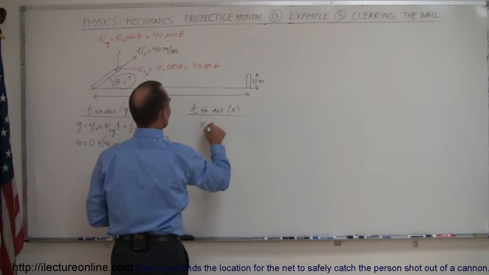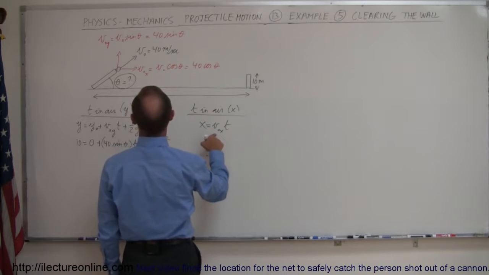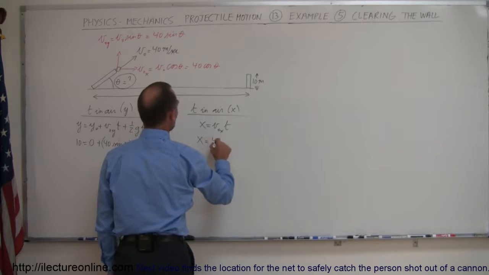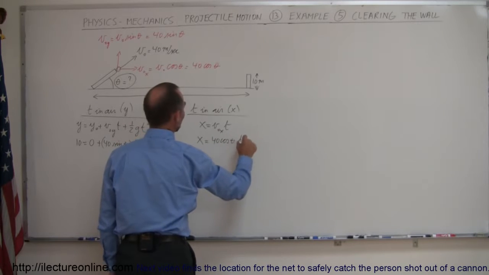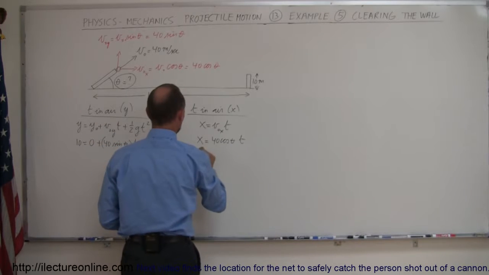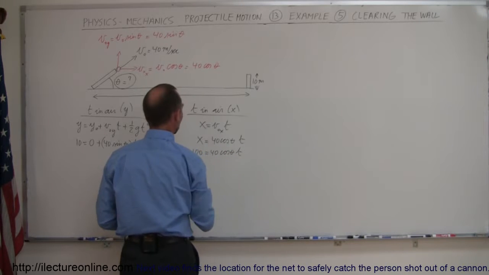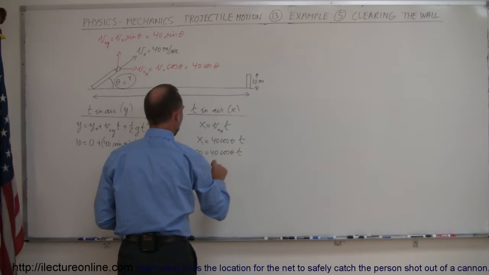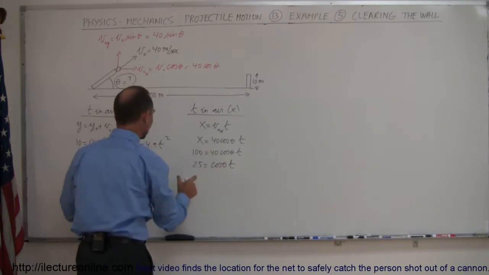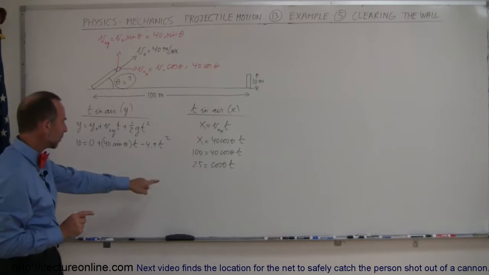So we have x is equal to v initial in the x direction times time. And v initial in the x direction is right here, so we have x is equal to 40 times the cosine of theta times t. And of course, we do know the x distance. We know that's equal to 100. So 100 is equal to 40 times the cosine of theta times t. Divide both sides by 40, or 2.5 equals the cosine of theta times t. So here we realize we have two equations, two unknowns. I can go ahead and solve that equation for t and plug it in here.